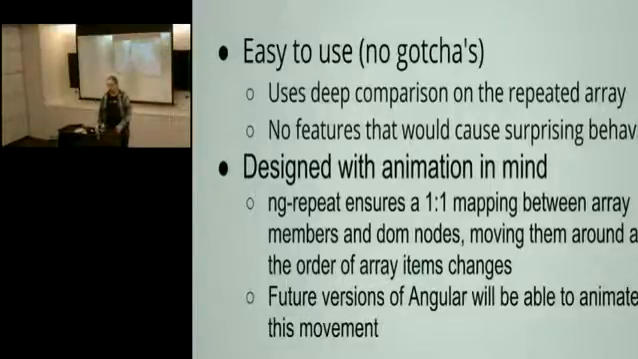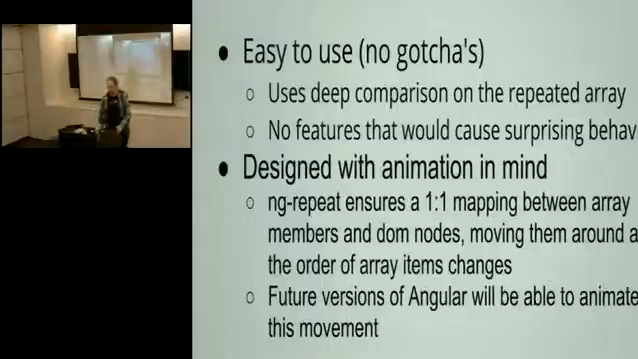Similarly, they don't want to do anything that's surprising. They just want it to work. In order to get the animation to work, they basically have to ensure that for any item in the array you're iterating over, it maps to a particular DOM node. So if you move that item from the end of the array to the beginning of the array, that DOM node moves from the end of the repeater to the beginning of the repeater. And that way, someday they'll be able to animate that thing shooting up in that direction, however they decide to do that.